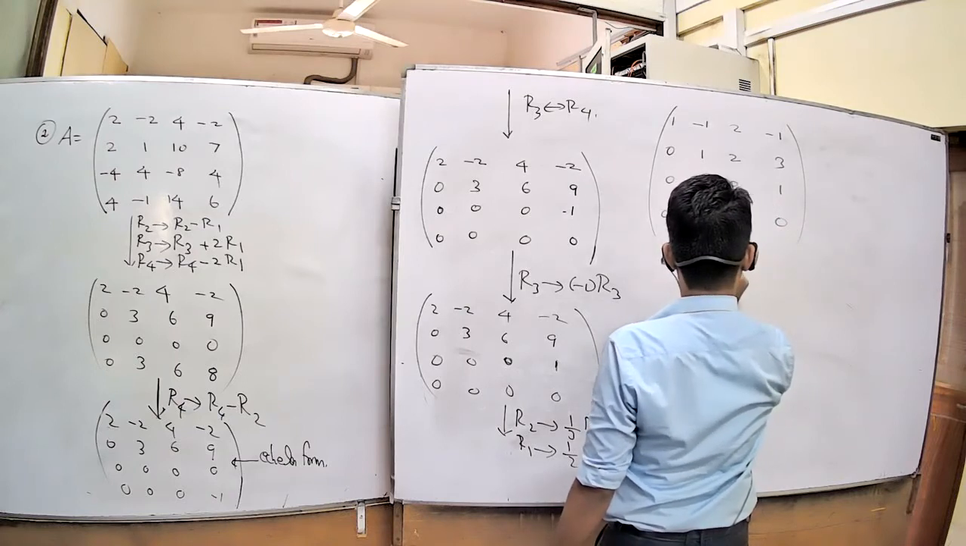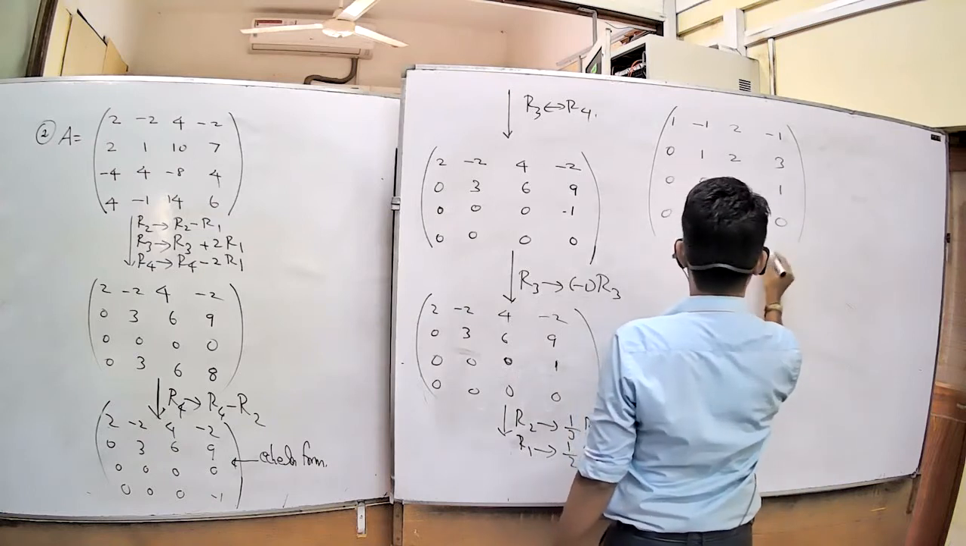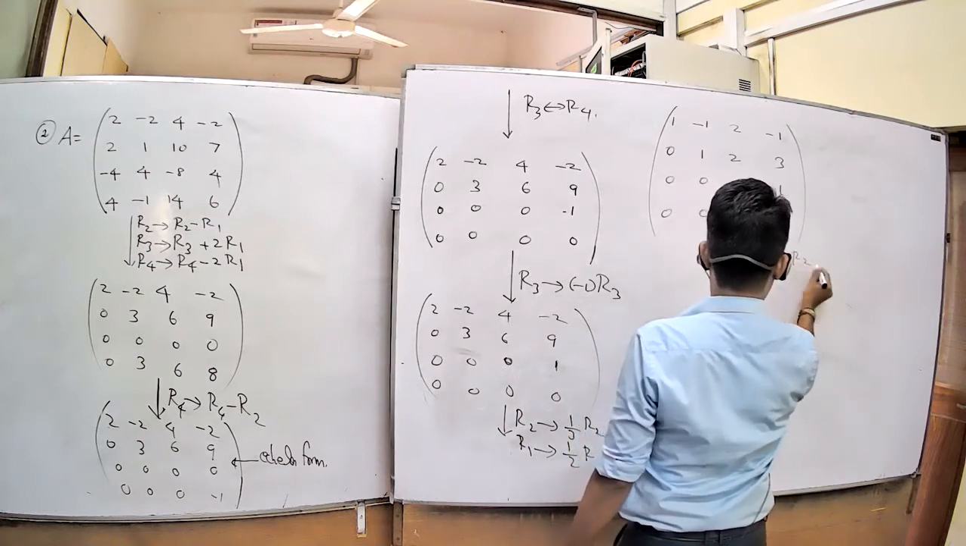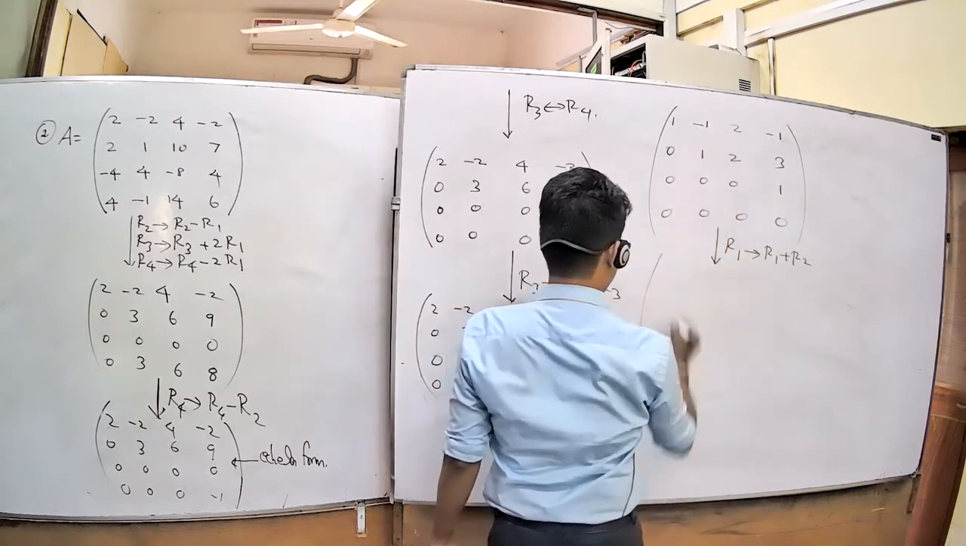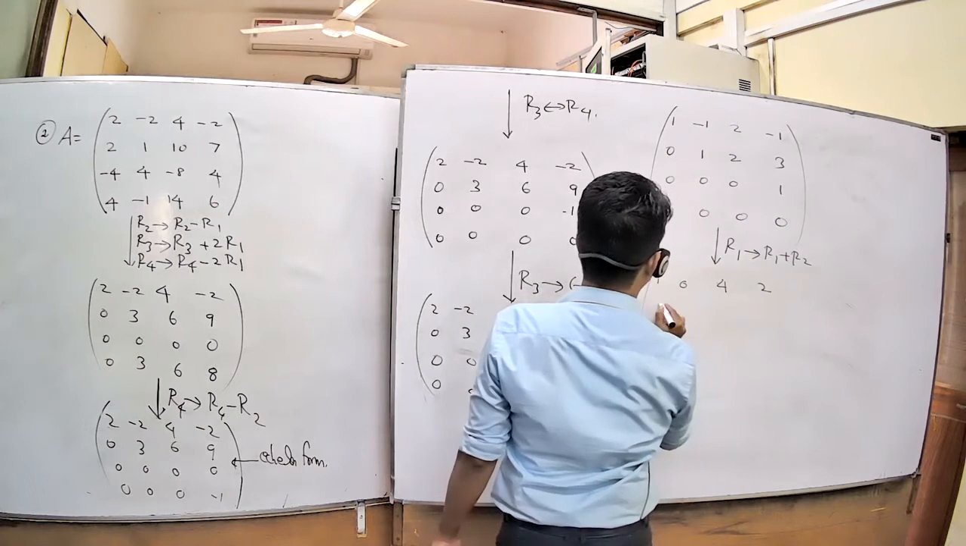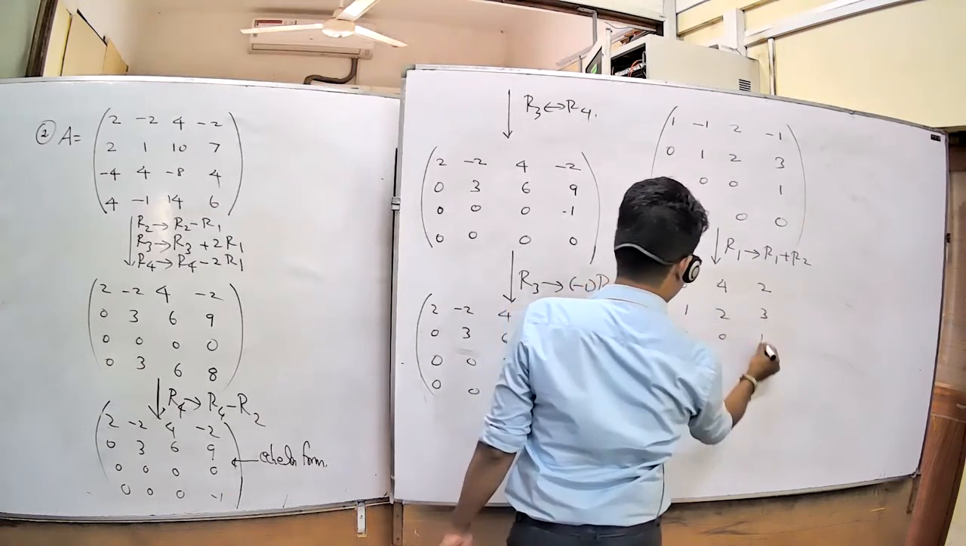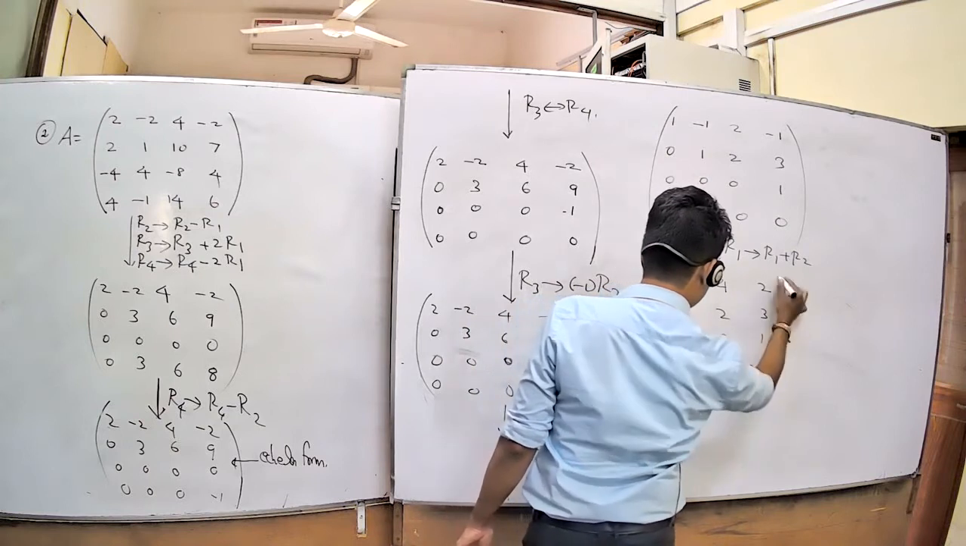Now it is easy. You can do the operation again. R1 replaced by R1 plus R2. Then you get here 0, 1, 0, 4, 2, 0, 1, 2, 3, 0, 0, 0, 1, 0, 0, 0, 0.